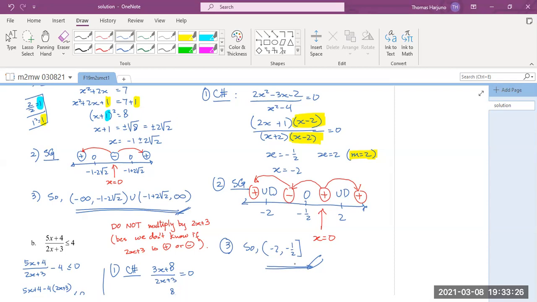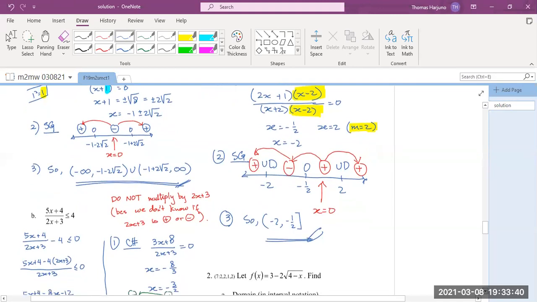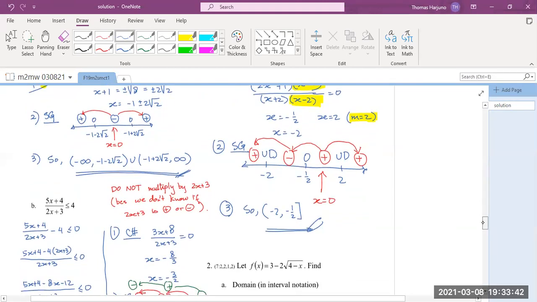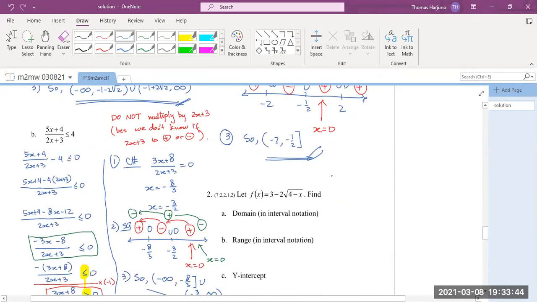Okay, that's for this part C. It's very similar to part B, except that this time we have a critical number with even multiplicity. Now, let's go on to the second from the last question. It's supposed to be number 9 here.